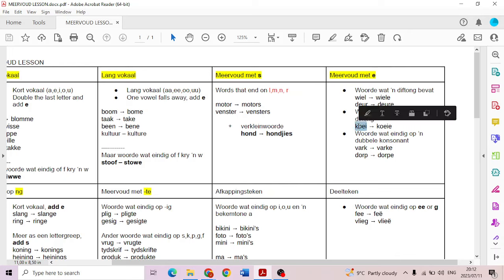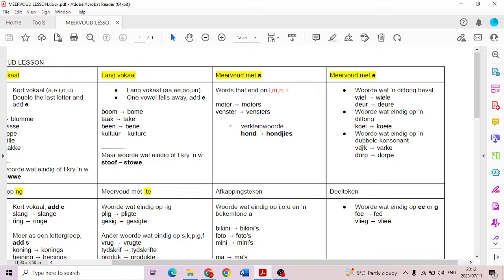Sorry, it's actually all three of these letters. So the O, E, I, ui. So this word is kui. You're gonna say kuie. Okay, and then woorde wat eindig op 'n dubbele konsonant.